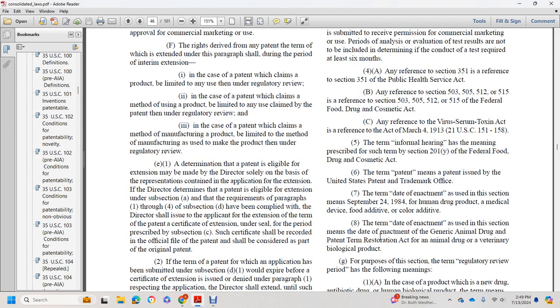The term of the patent applies to patents issued by the United States Patent and Trademark Office before the date of enactment of the section, September 24th, 1984, covering a human drug product, a medical device, a food additive, or a color additive.